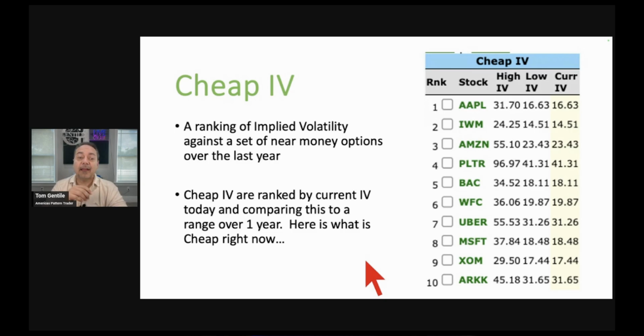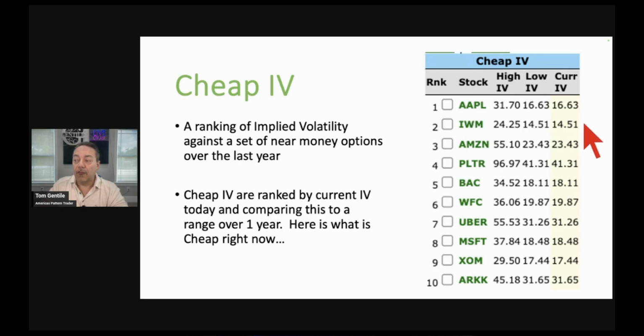So if you like these as a bull, or you like these as a bear, or any of these, take a look. Apple's number one, cheapest it's been in a year. Its high in the last year was 31.7% implied volatility. The lowest it's been in a year is 16.63% implied volatility. Look where it is today, 16.63. It's on its one-year low, right?